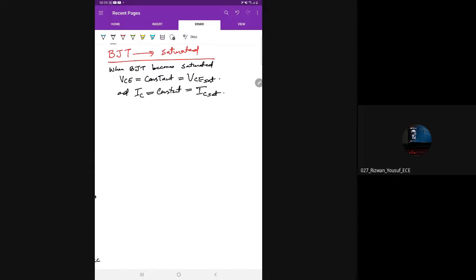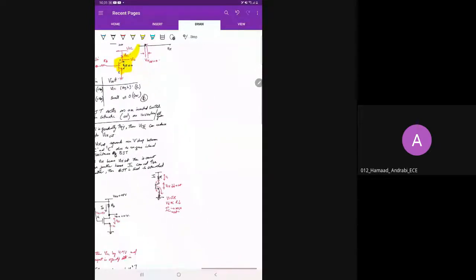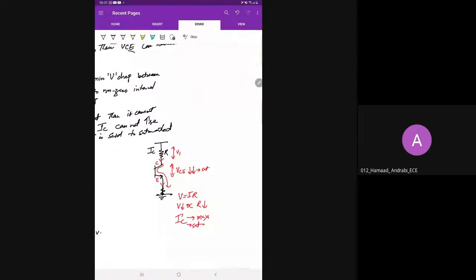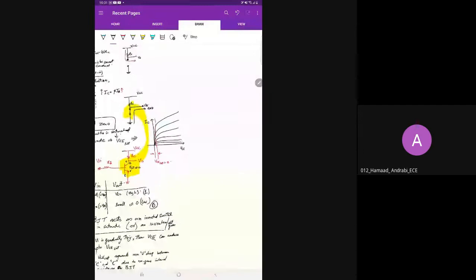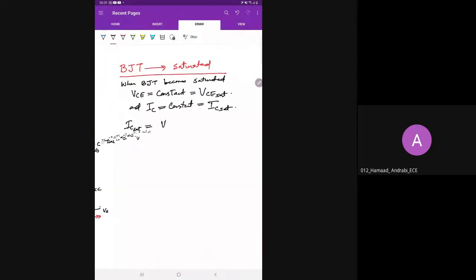Okay, IC saturation. If you are asked to calculate the value of the saturation collector current at the saturated state, IC saturation can be calculated by applying KVL in this circuit. It is a very basic calculation. I will just write it down. You can check it at your places. If there is a problem, then you can come to me.